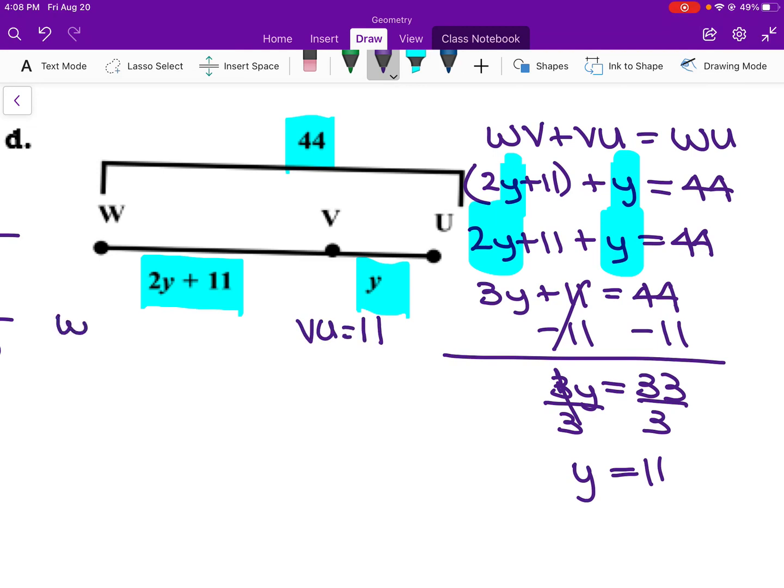But over here, WV is equal to the whole expression 2y plus 11. So if I know that y itself is 11, then for the full expression I will need to substitute an 11 in for my variable, and I'll find that I have 22 plus 11, which is 33. So that's where I can find a variable, but also find the full line segment.